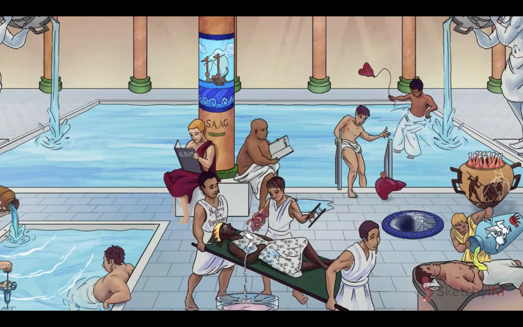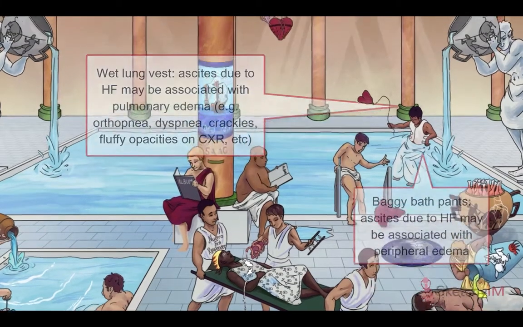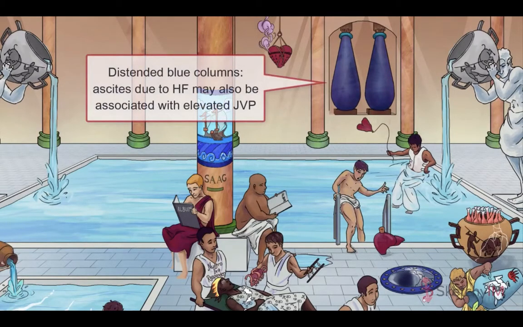Next up, heart failure. Assess for the typical clinical manifestations. Remember, ascites in this case is being caused by fluid overload. If heart failure also involves the right heart, hepatic congestion factors in as well. Signs of heart failure include peripheral edema, as well as pulmonary edema, which presents with orthopnea, dyspnea, crackles on exam, and fluffy opacities on chest x-ray. Additionally, look for elevated jugular venous pressure, which directly correlates with elevated central venous pressure. That translates to elevated portal pressure, the cause of ascites.